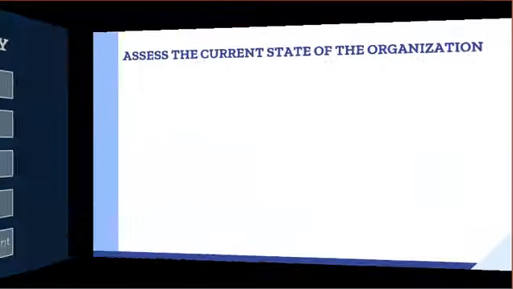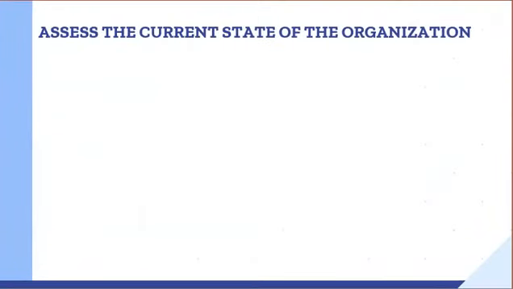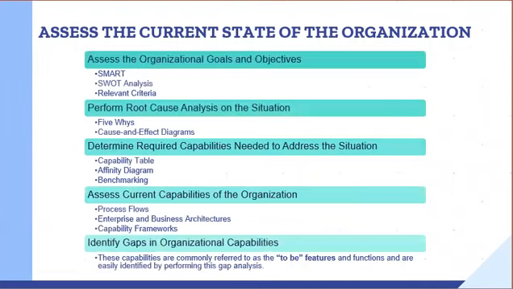So once we have clarified the problems or the opportunity, we need to assess the current state of the organization. To do that, we can do this analysis: assess the organizational goals and objectives by examining if the goals and objectives are SMART, using the SWOT analysis and relevant criteria. And we have to perform root cause analysis on the situation. We have discussed the 5 whys strategy or analysis and the cause and effect diagrams.